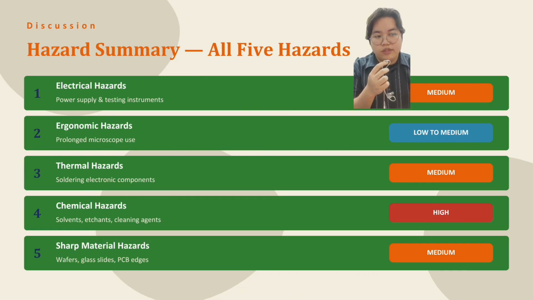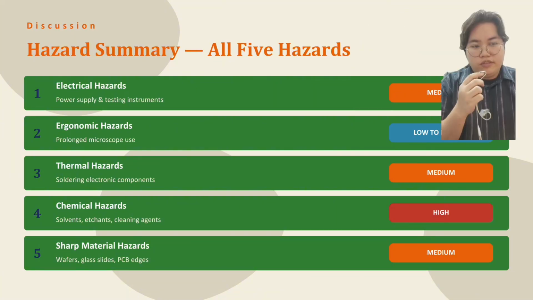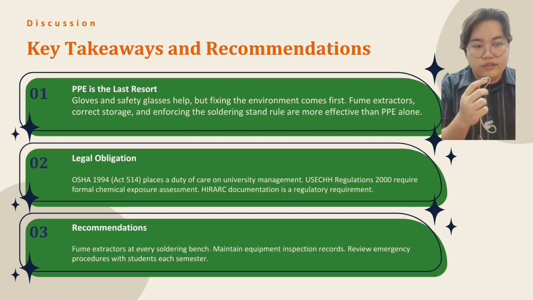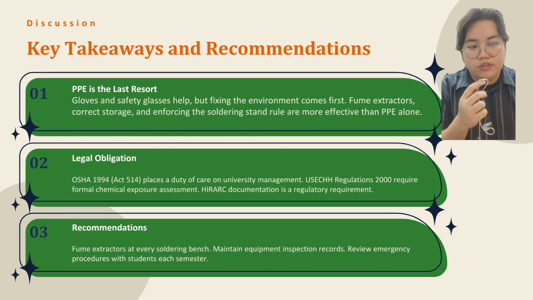So the controls have to be engineering and administrative measures with PPE as final backup. A key takeaway from this analysis is that PPE should never be treated as the main control. Gloves and safety glasses help, but the more important step is fixing the environment first. Whether that is installing a fume extractor, enforcing the soldering stand rule, or storing chemicals correctly in a fume hood.